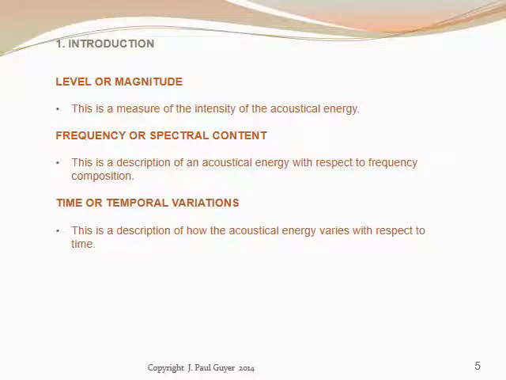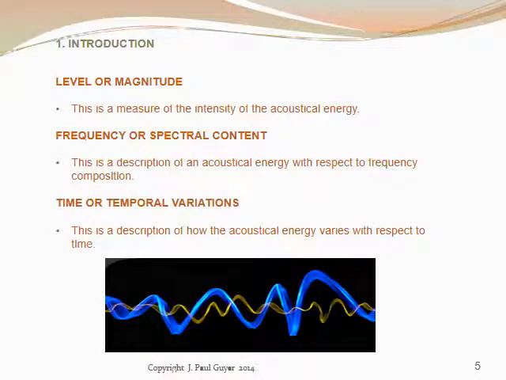These are level or magnitude. This is the measure of the intensity of the acoustical energy. Frequency or spectral content. This is the description of an acoustical energy with respect to frequency composition. Time or temporal variations. This is a description of how the acoustical energy varies with respect to time. The subsequent material in this discussion defines the measurement parameters for each of these qualities that are used to evaluate sound and vibration.